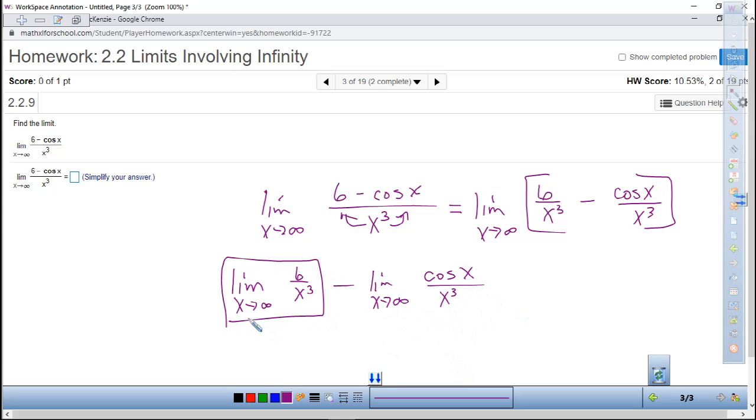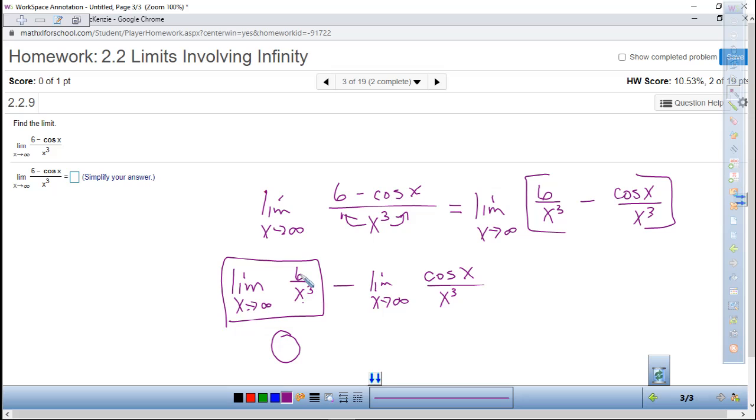Just looking at this one, what do we know? Well, as the bottom gets larger and larger, we're going to have some number divided by a really big number, so that's going to approach 0, much like that 1 over x did before. Guys, it doesn't matter what the number is on top. If it's a constant on top and the bottom's approaching infinity, it's going to go to 0.